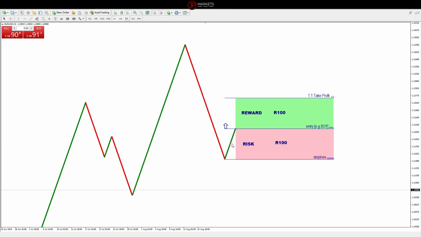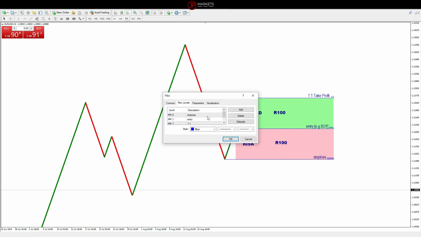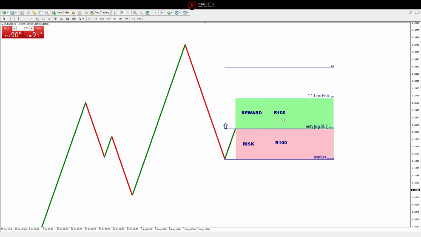So here we're back here. So now I'm just going to adjust this and add the 1:2 level on here. So that's level 3. Simply means we want to risk, or we want a risk reward of 1:2. There we go. So now this simply means I'm risking 1 pink block to make 2 green blocks. So I'm risking 100 to make 200 back.